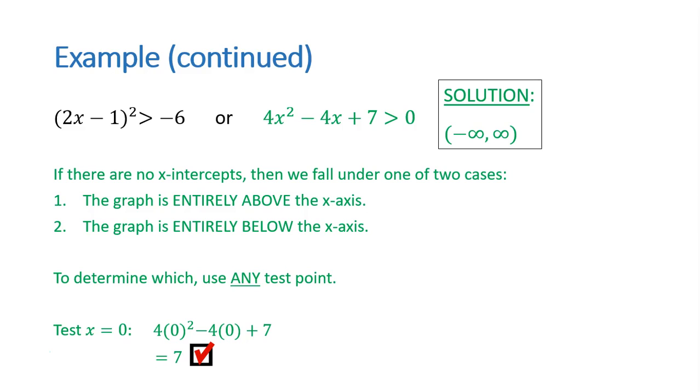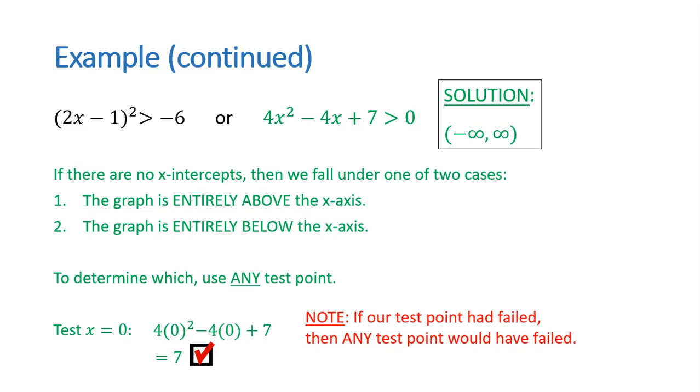Any number we could plug into this particular quadratic function is going to correspond to a positive output, because if we were to graph this, our graph is entirely above the x-axis. Now, what if our test point had failed? If our test point had failed, that means that any test point would have failed. If you want to prove this to yourself, at least in this case, pick a couple other numbers and try plugging them in. If you do this, I guarantee you 100% you're going to come up with a positive output.